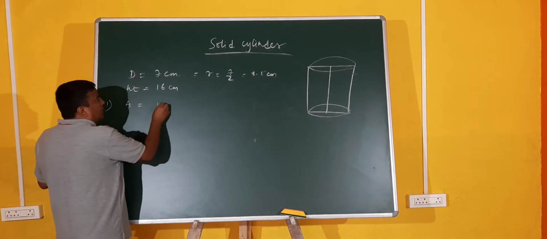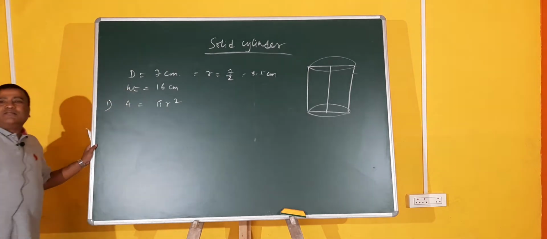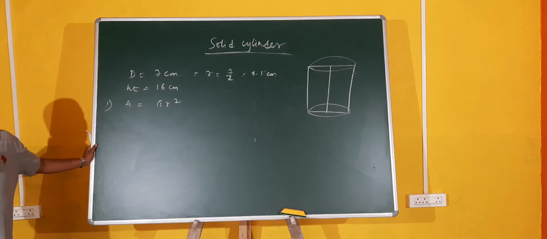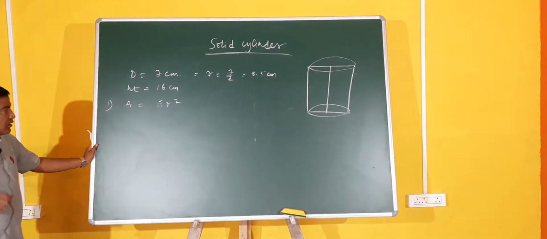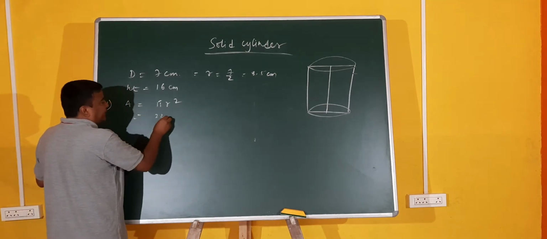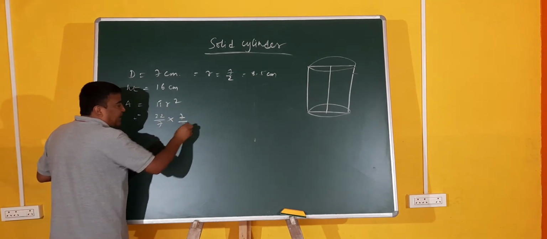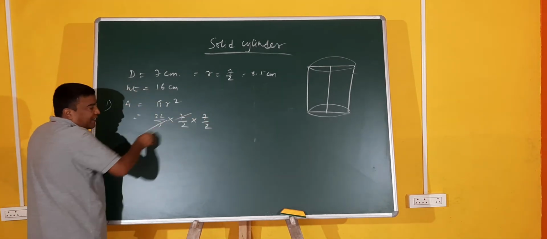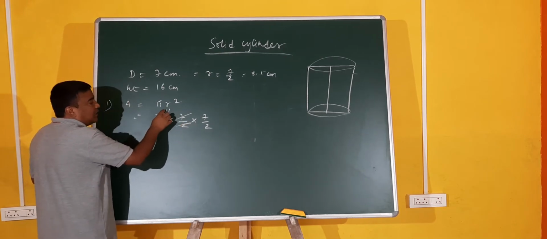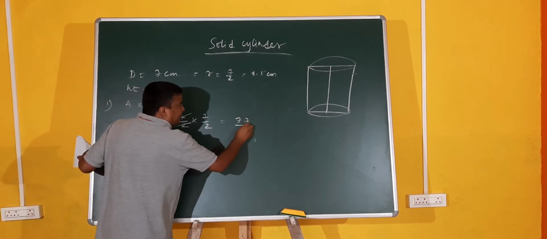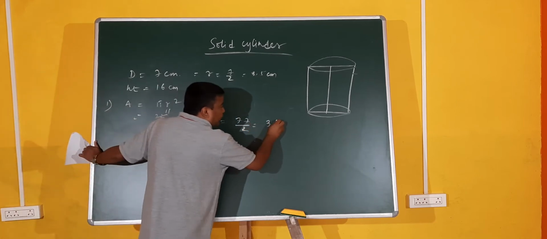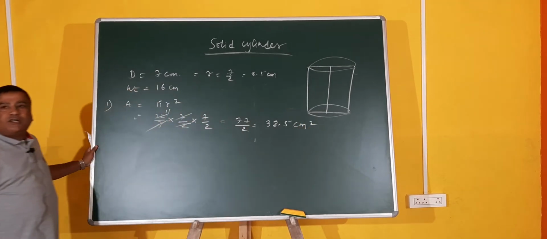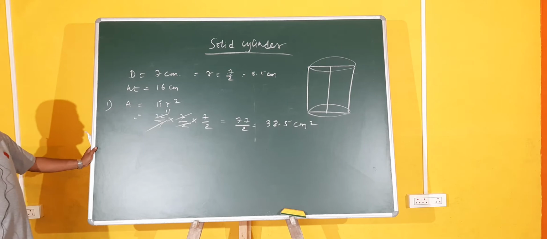To find area, I have given the formula pi r square, and the value of pi is very important. Whatever value of pi is given in the textbook, you apply that; your calculation will be easier. Here, the value of pi is 22 by 7, and I am taking r as 7 by 2. So these cancel. 11 7s are 77 divided by 2, you will get 38.5 centimeter square. The unit for area is always centimeter square.